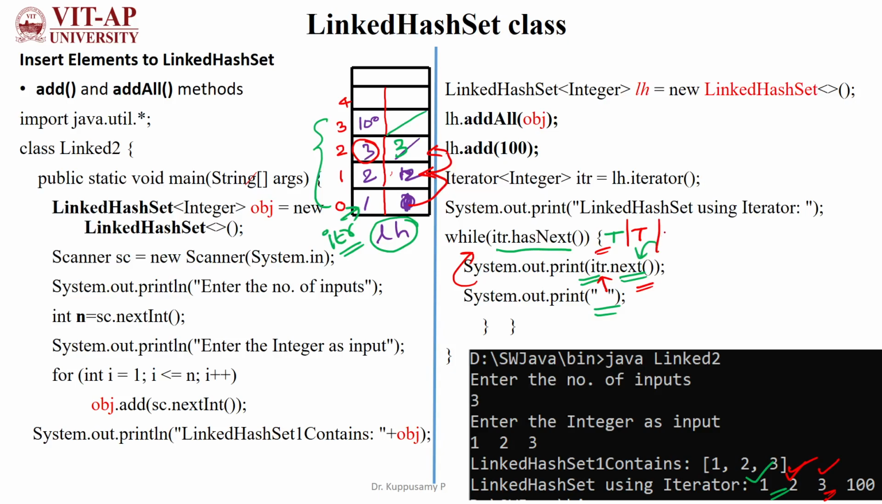Then again it goes back after leaving the space and checks whether the next element is available or not. Yes, the next element, 100, is also available, so 100 is also printed. Like that, it can access all the elements stored in the hash structure by using the itr variable, which has the iterator method. Here we are inserting the elements by using the add method, accessing all the elements and copying them to another object, LH, by using the addAll method. So this is the way to insert the elements into a hash data structure, I mean the linked hash set structure.